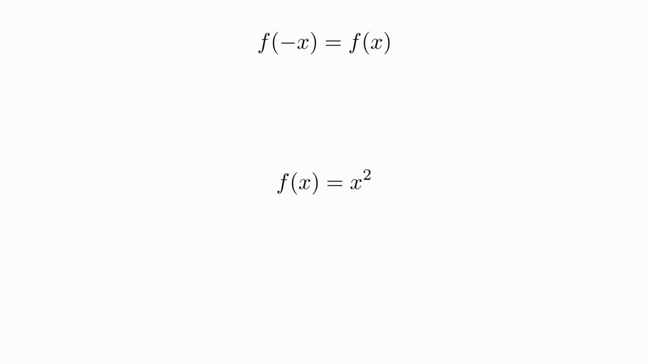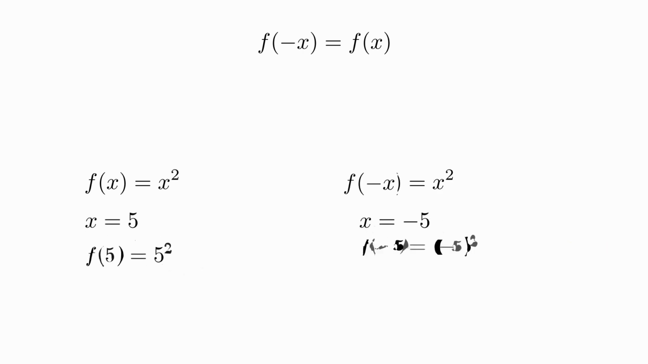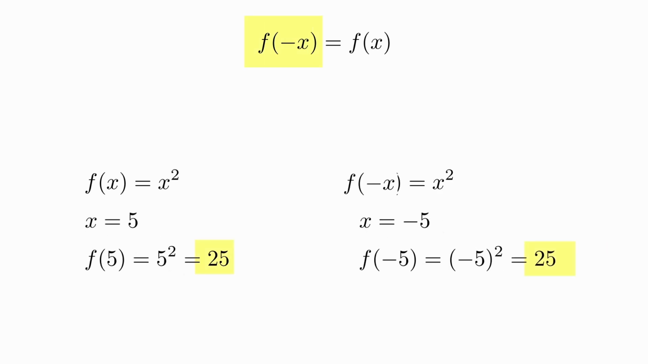Let's choose a value for x as 2 and find f of x. That is, substitute x as 2 in the function. So we get 4 as an answer. Similarly, to find f of minus x, let's substitute minus 2 and we get the same answer, 4. No matter what values of x we choose, f of minus x and f of x will always be equal for this function. So this is an even function.